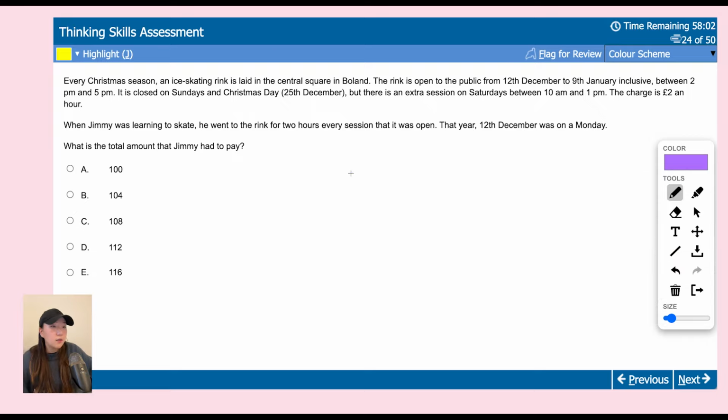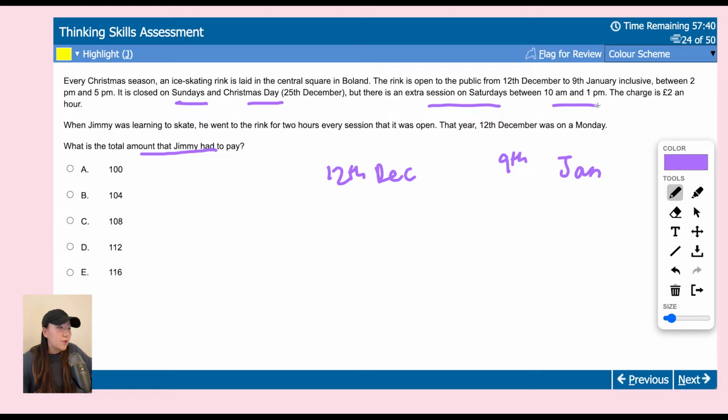Okay. So what is the total amount that Jimmy had to pay? What is Jimmy paying for? Well, every Christmas season we have an ice skating rink, and the rink is open from the 12th of December to 9th of January inclusive, and it's between 2 and 5 p.m. It's closed on Sundays and Christmas Day, but there's an extra session on Saturday between 10 a.m. and 1 p.m. and the charge is £2 an hour.